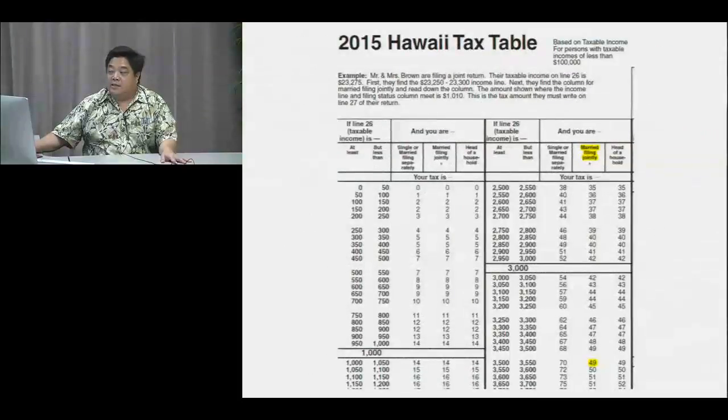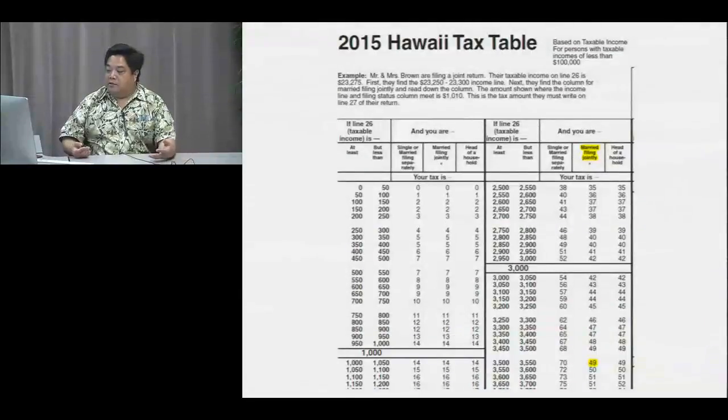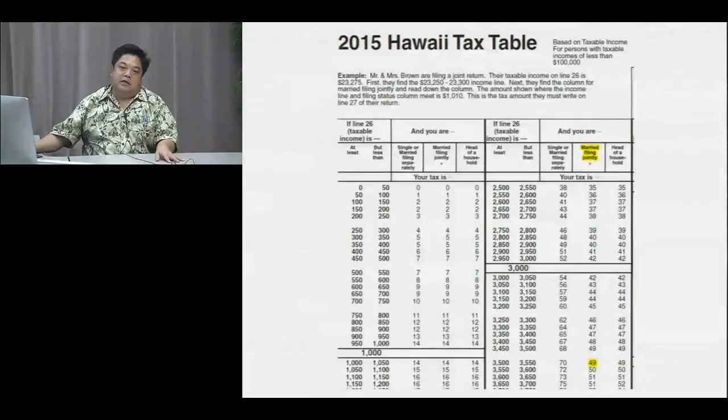And this is the Hawaii tax table for N11. So if you never used it before, it seems like most of you are filing for the first time. So you look at that particular number that you have on line 26 for N11. And if it's between, say, 200 and 250, and you're single, then the number is 3. So in our example, I highlight in yellow because the taxable income was between 3,500 and 3,550. And because you're married filing jointly for Form N11, the tax is $49. So that's pretty much how you look at the table and calculate the tax.